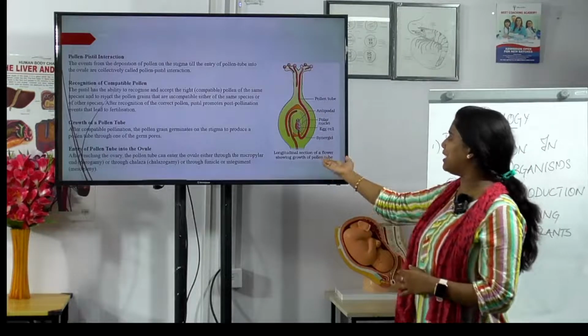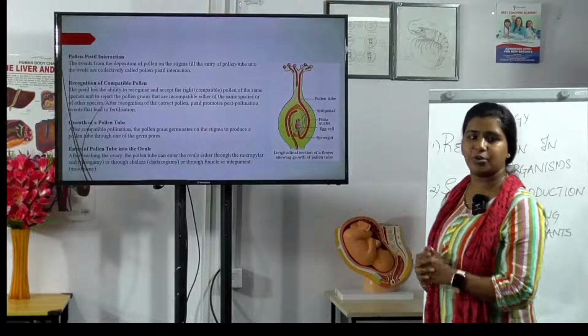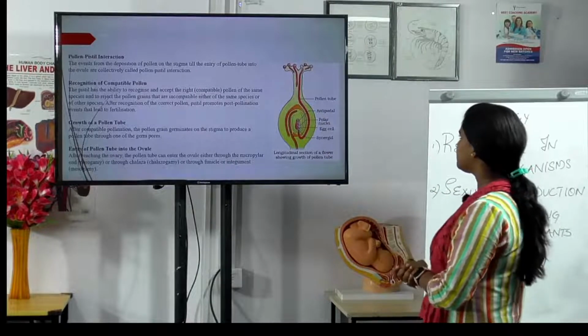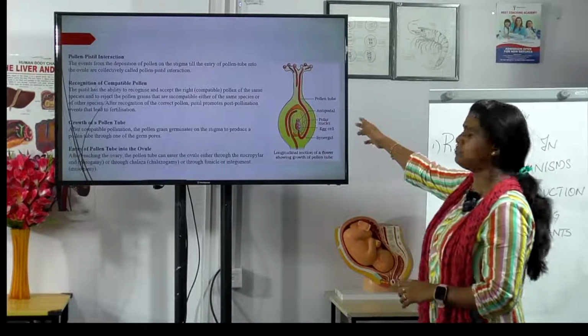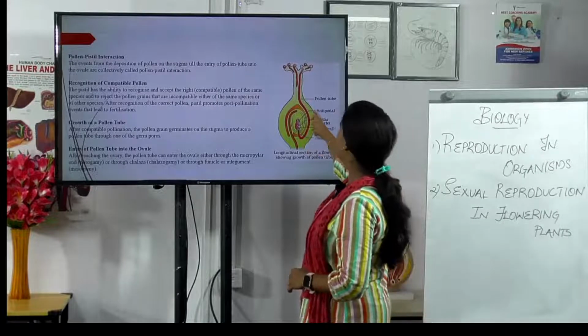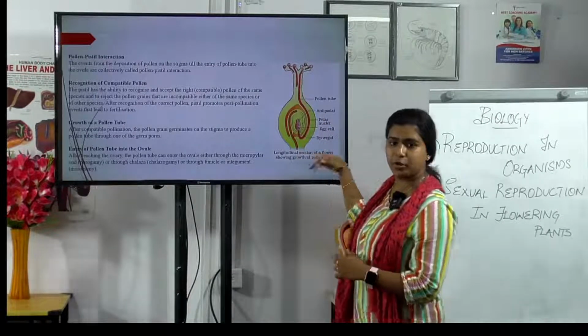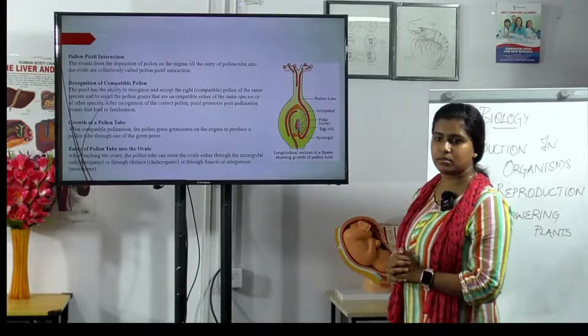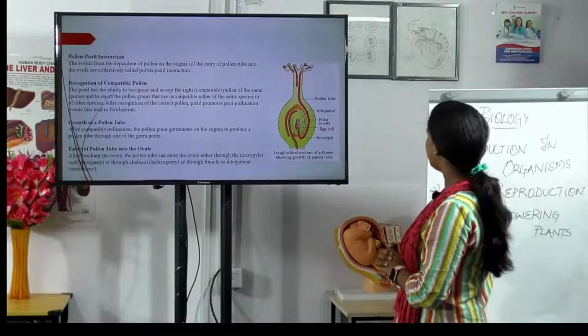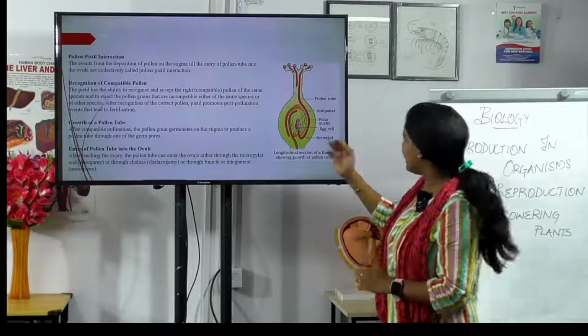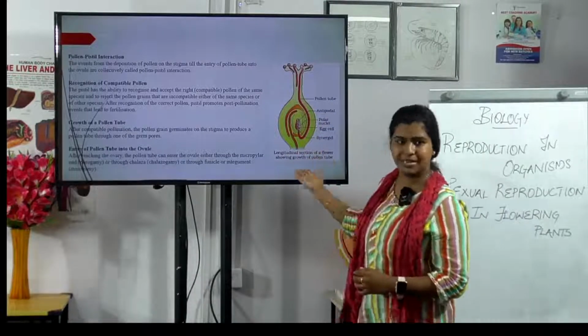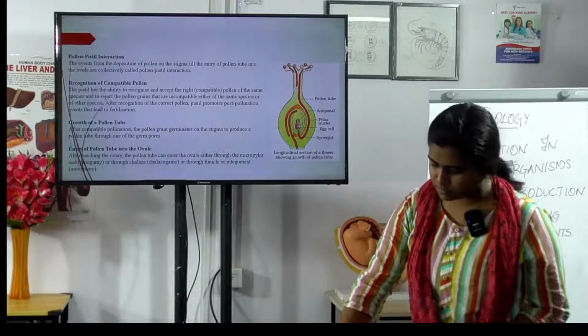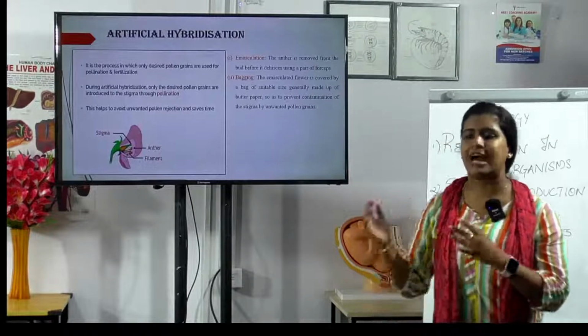Okay, where is the chalaza present? Top layer. Yeah, above the nucleus, above the antipodals. Okay, but where is the micropylar end? Where is it? The chalaza is at the top and the micropylar end is at the bottom. Okay, now let us see about artificial hybridization.